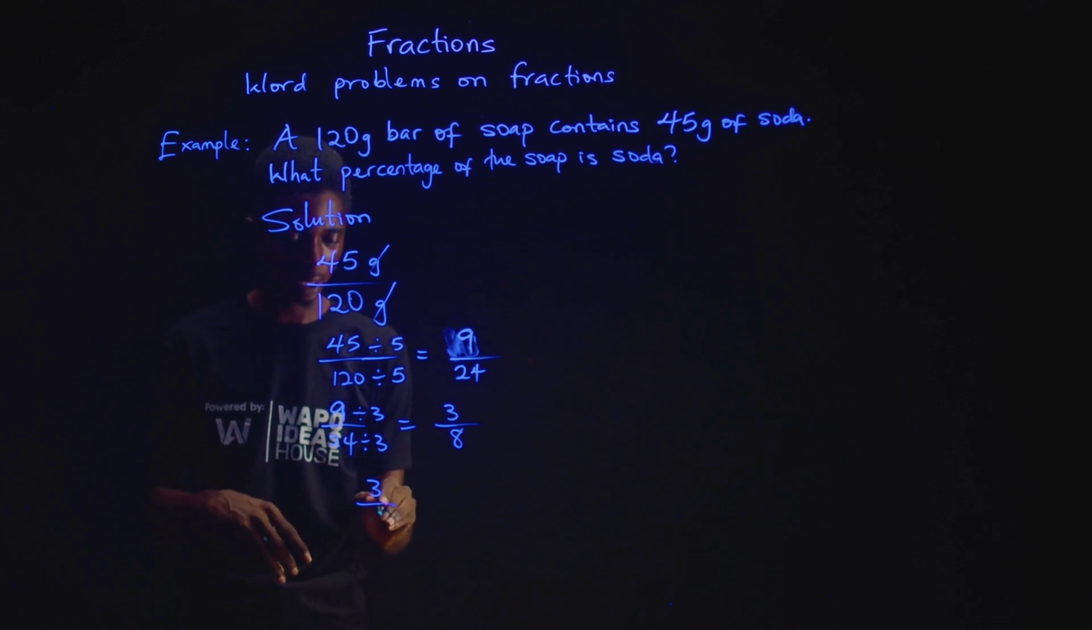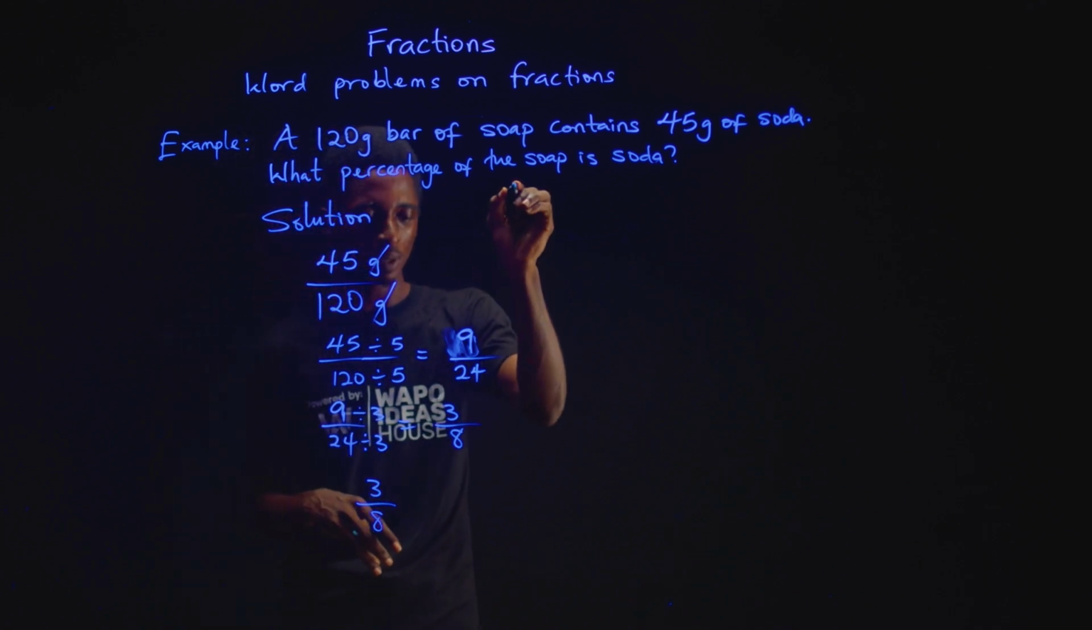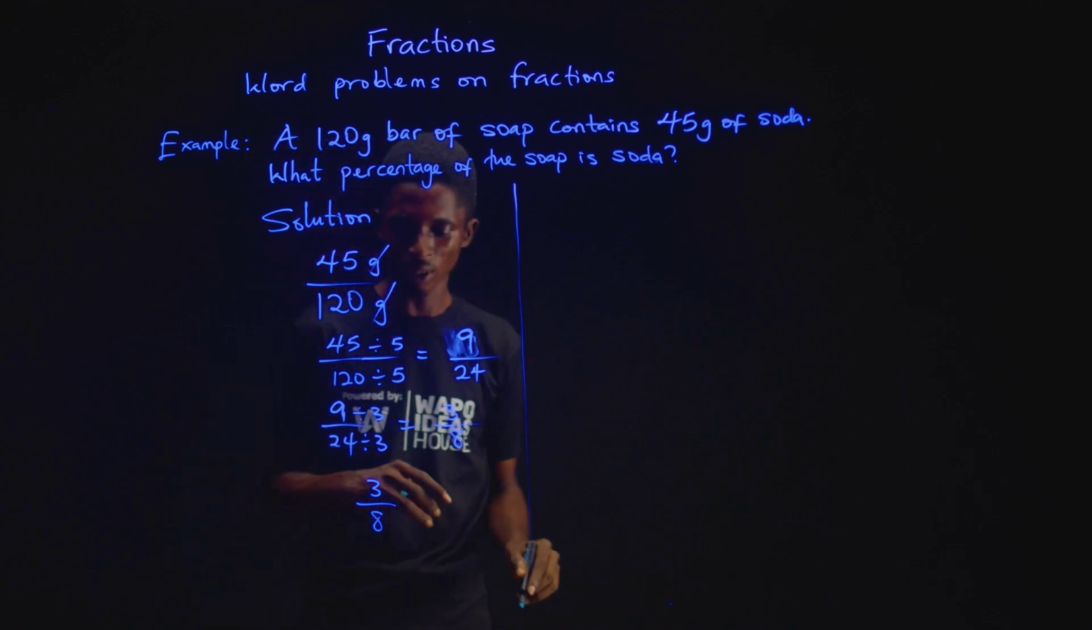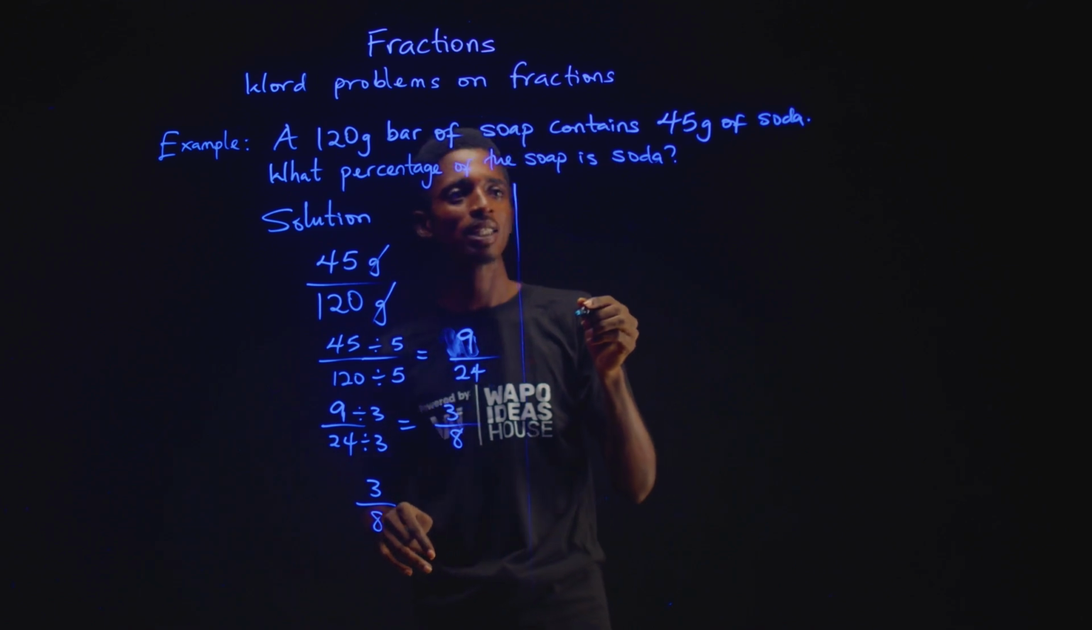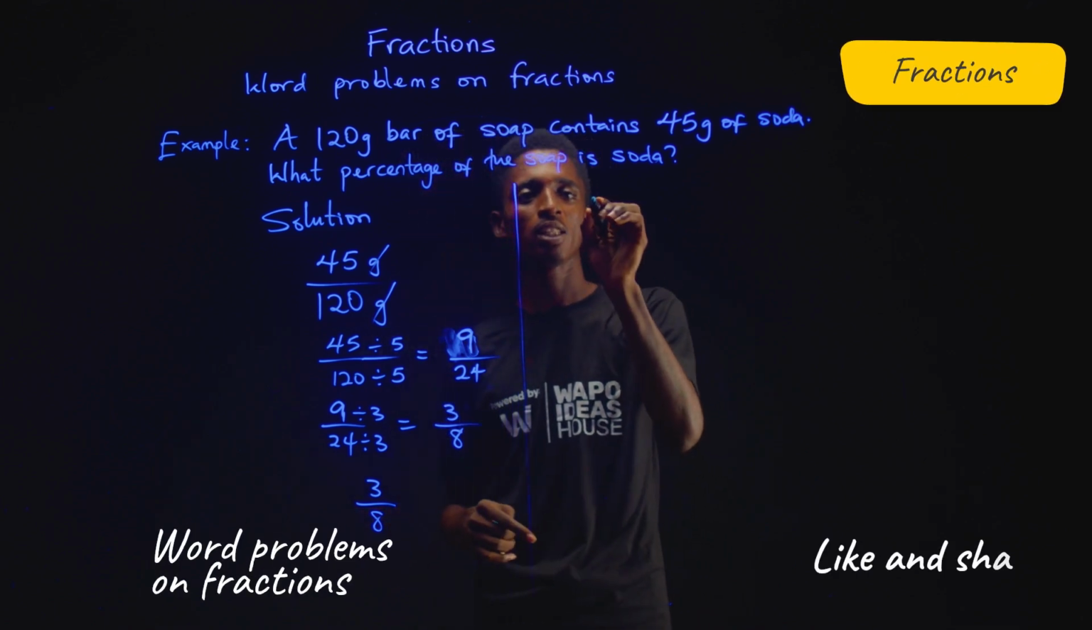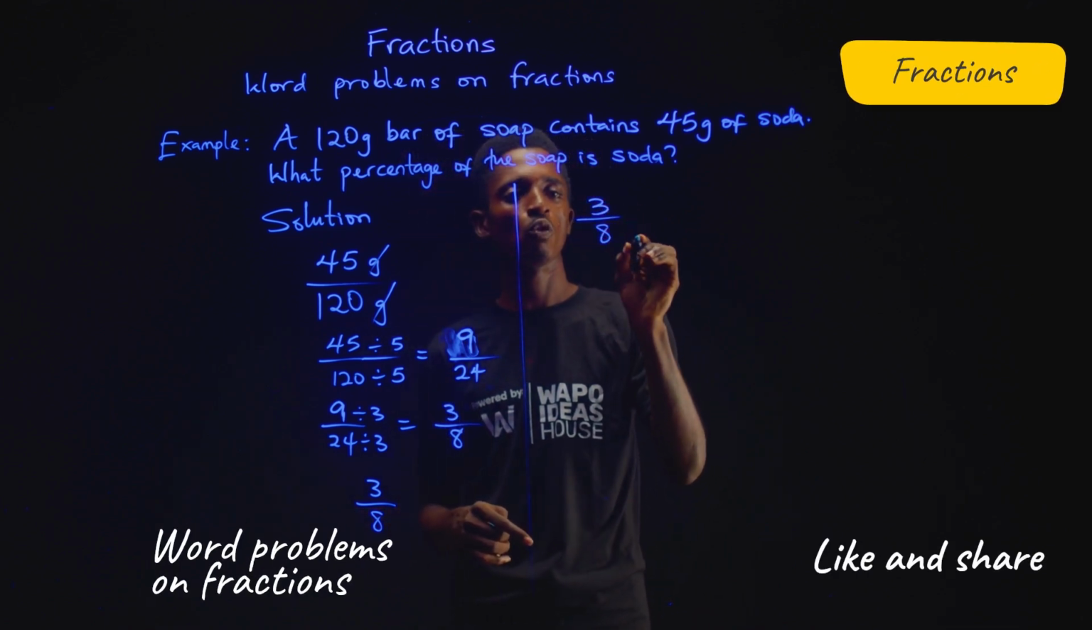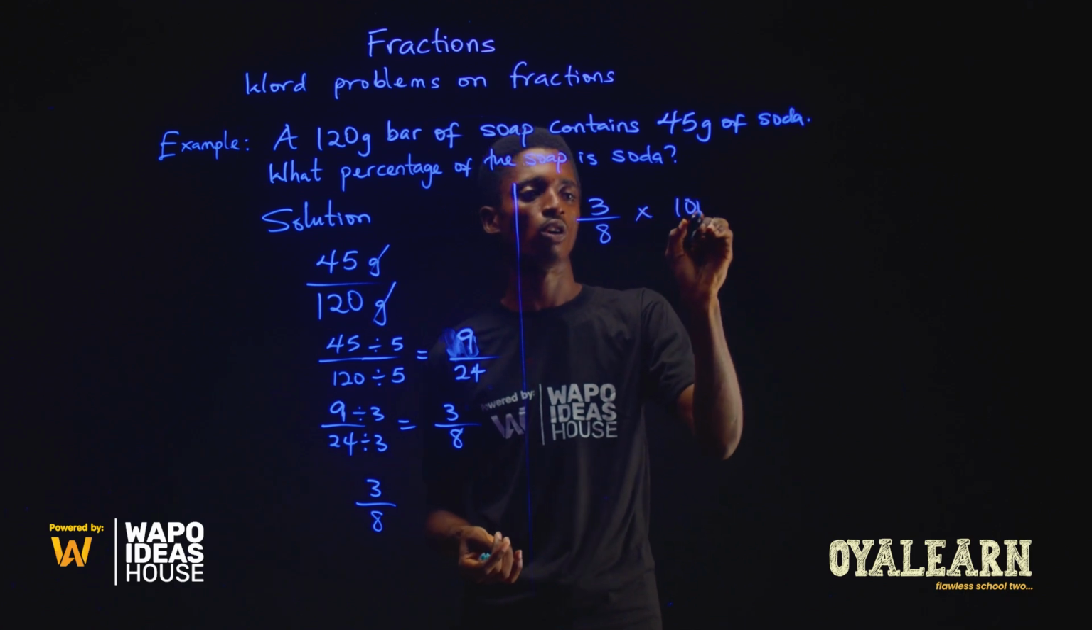So we've gotten 3 over 8. That is, the soap is 3 over 8 soda. So this is the fraction of the soap that is soda. That's 3 over 8. Now let's convert that to percentage. So we have 3 over 8, and we'll multiply that by 100%.